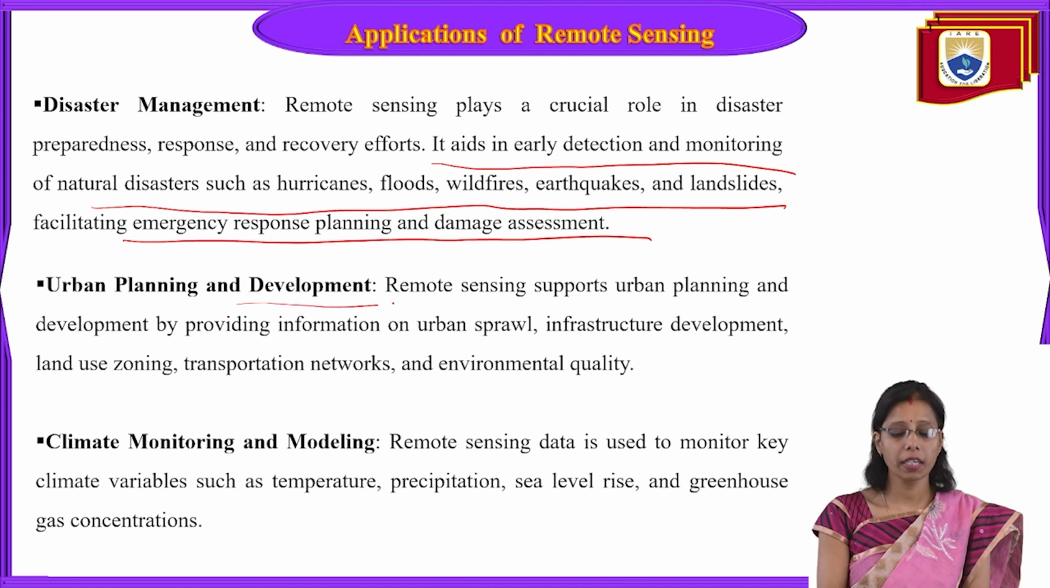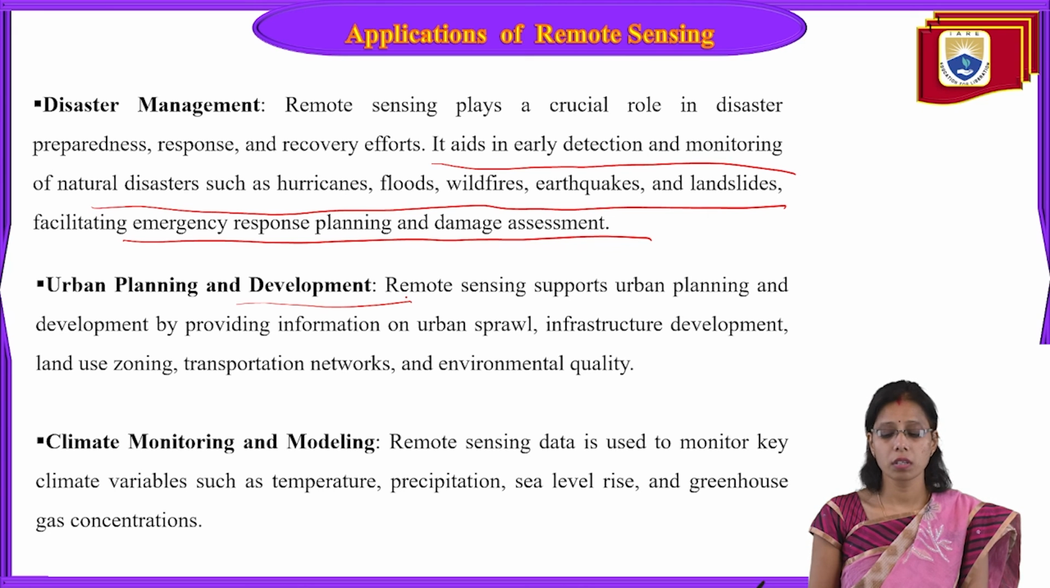Now you have urban planning and development. So remote sensing supports planning and development, providing information on urban sprawl, infrastructure development, land use zoning, transportation networks, and environmental quality. Urban sprawl is urbanization. So where the urbanization is spreading, it will help you to find out how much area is covered, the land use pattern of the urban areas, how much area is left over, and where we can plan for a better construction.